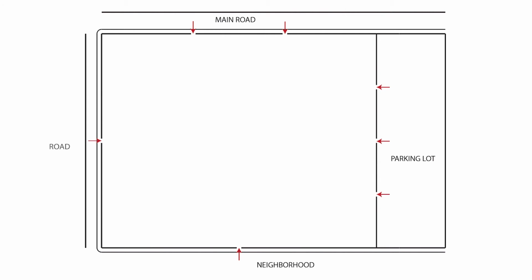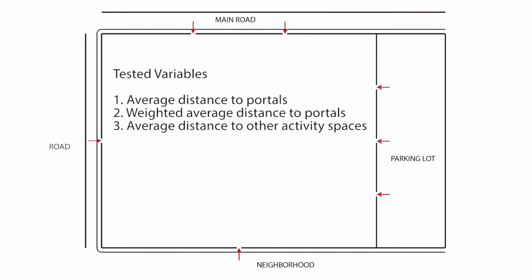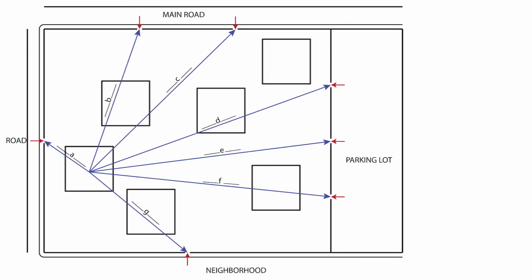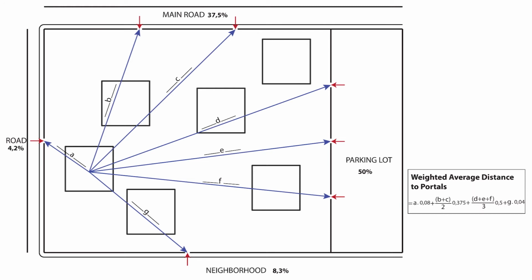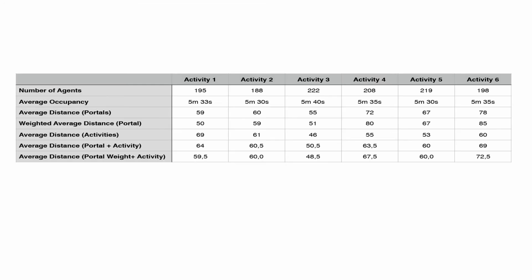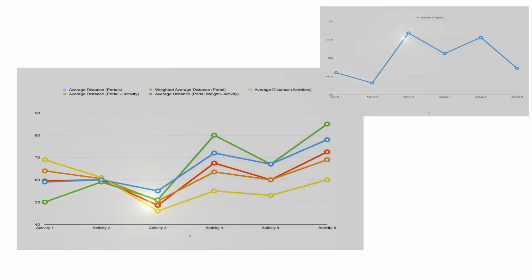In order to understand the main factor that affects the number of users, several variables are tested. Values for average distance to entrances, weighted average distance to entrances, and average distance to other activities are obtained for each activity space. It is expected that when the average distances decrease, the number of users will increase. Hence, there is an inverse proportion between user numbers and all average distances.